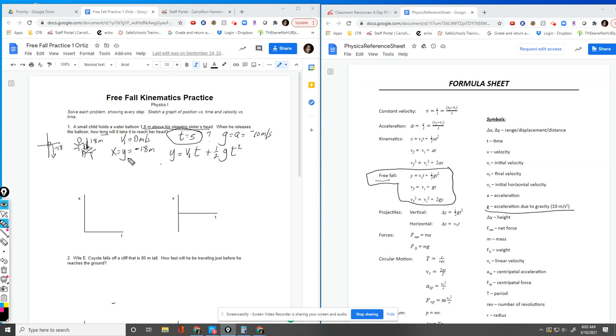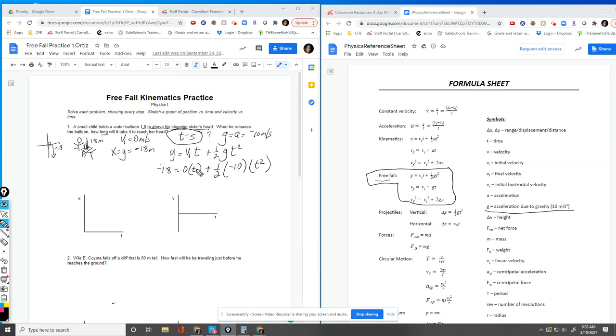So my y is negative 1.8. And that equals vi, which is 0, times my time, which is what I'm looking for, so I don't know it, plus 1/2 times the acceleration, which is negative 10, times t squared. Okay? So that's all that it is. All you do is now you try to solve as much as you can, and you're solving for t. You want to find out what t is, okay?